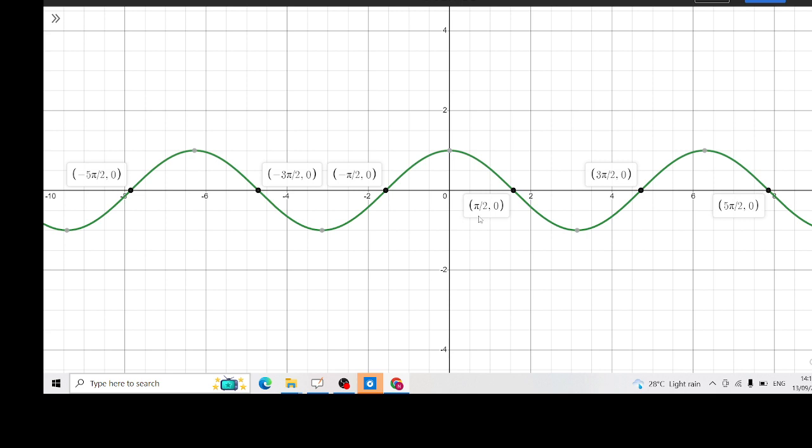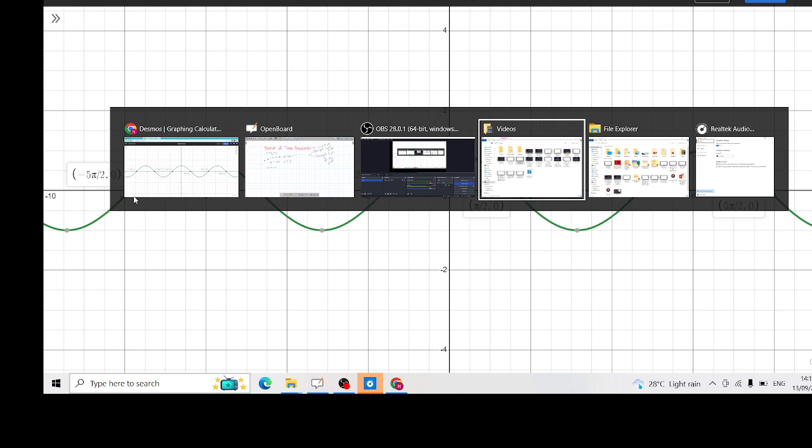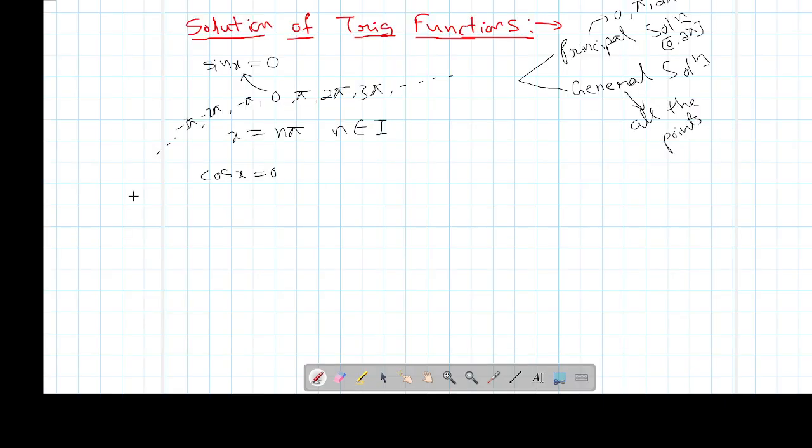So see, at pi by 2 cos is 0, at 3 pi by 2 cos is 0, at minus pi by 2 it is 0, at minus 3 pi by 2 it is 0, right? Let's note down those points. So at pi by 2 it is 0, at 3 pi by 2 it is 0, at 5 pi by 2 it is 0, and next 7 pi by 2 it is 0, and so on. If you go to the left hand side, minus pi by 2 it is 0, minus 3 pi by 2, minus 5 pi by 2, and so on, right?